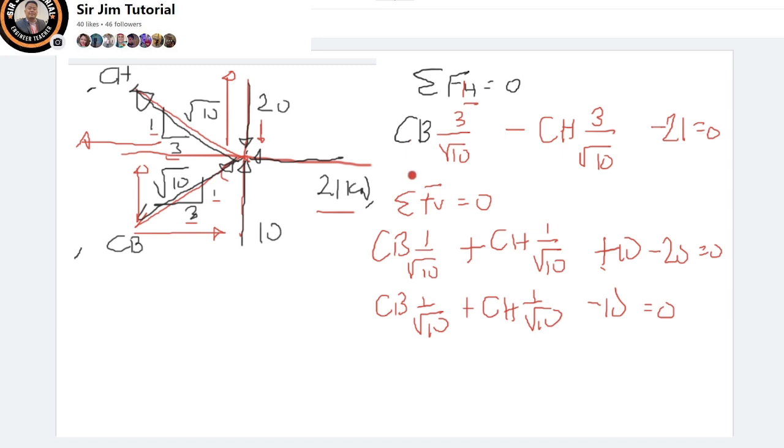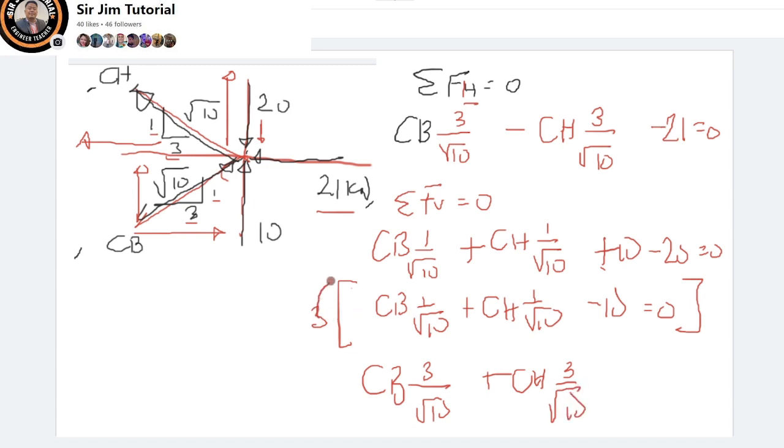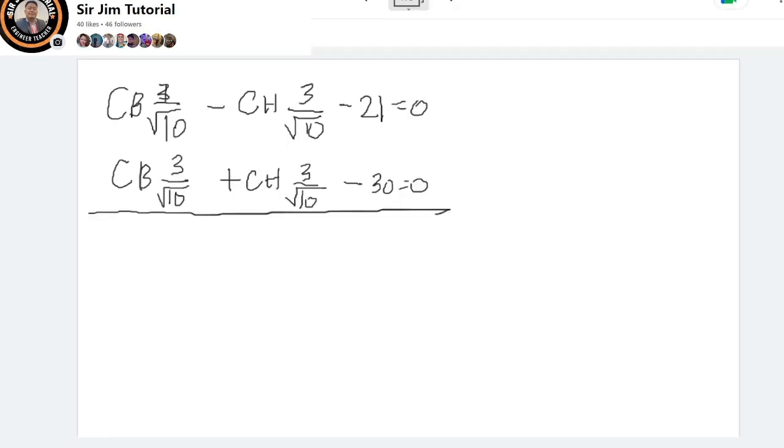Okay, so this, I'll make it the same with this, multiply by 3. So this becomes CB 3 over square root of 10, and then CH 3 over square root of 10. This is just 3 times 1, 3 times 1 again, and 3 times 10 for this one, and then 10 minus 30 equals, of course, 0. So by method of elimination, we can eliminate either CH or CB, but obviously here we can eliminate CH.